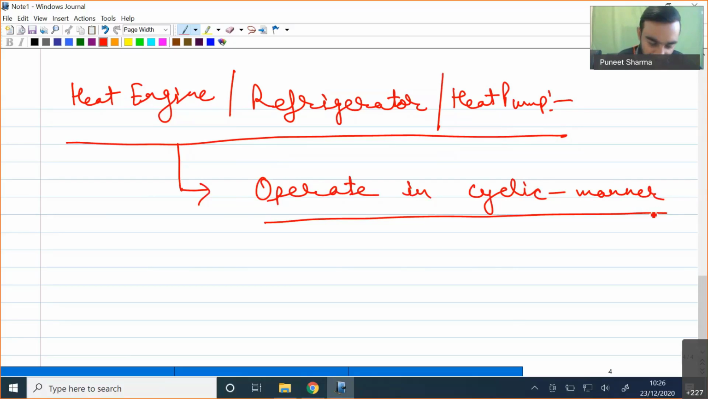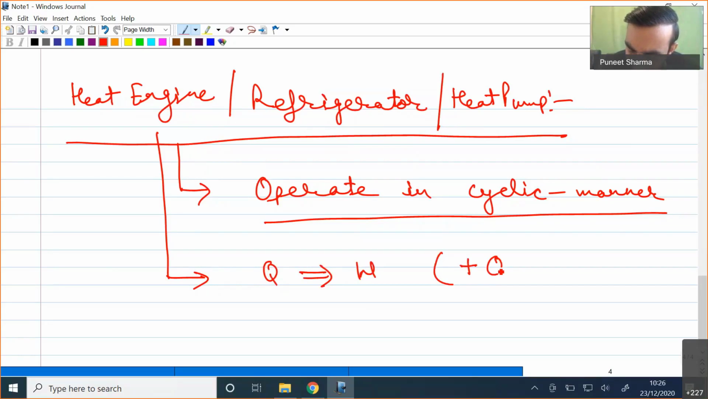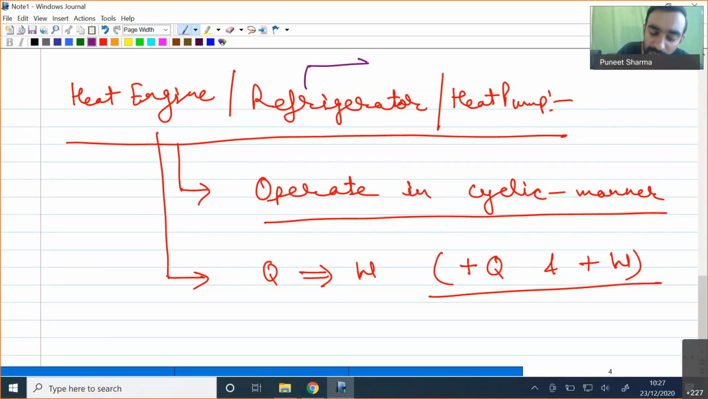So to operate the systems in a thermodynamic cyclic manner and to achieve a few processes which are not physically possible. For example, the heat engine allows us to convert heat into work, and that too we can operate this heat engine in a thermodynamic cyclic manner by having positive heat and positive work interaction. That is the function of the heat engine. Then in the case of the refrigerator and heat pump, these allow us to transfer heat from a system having low temperature to a system having high temperature.